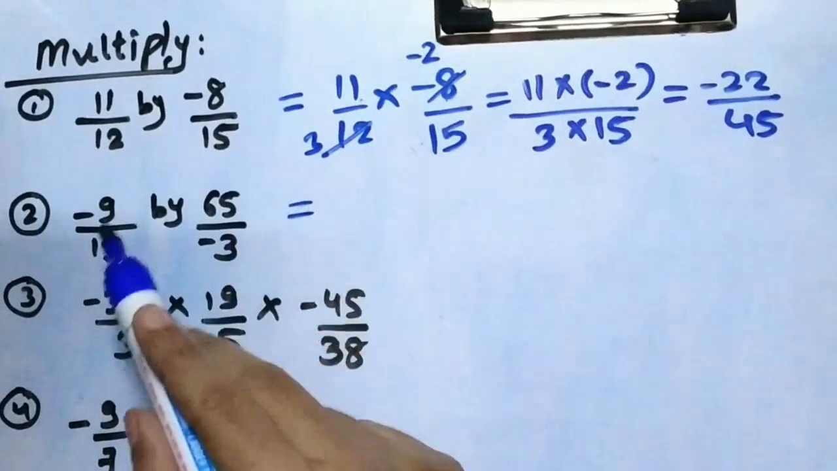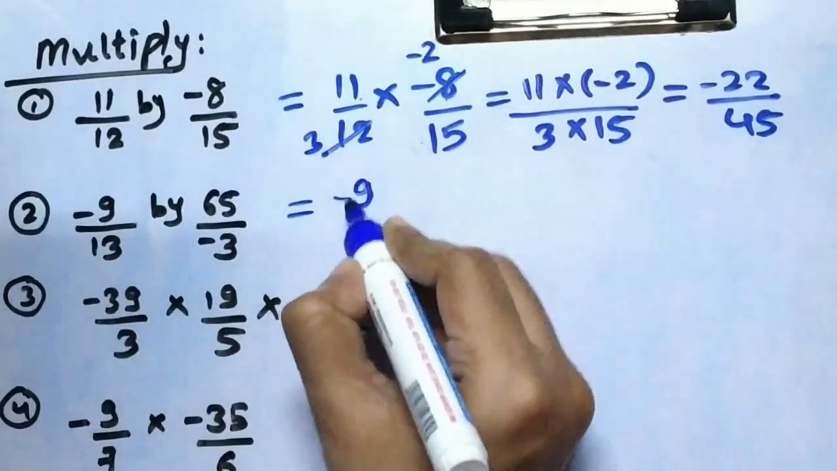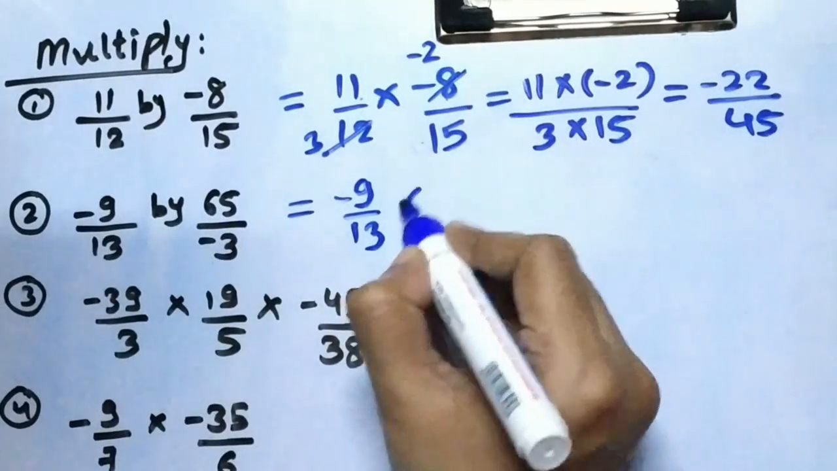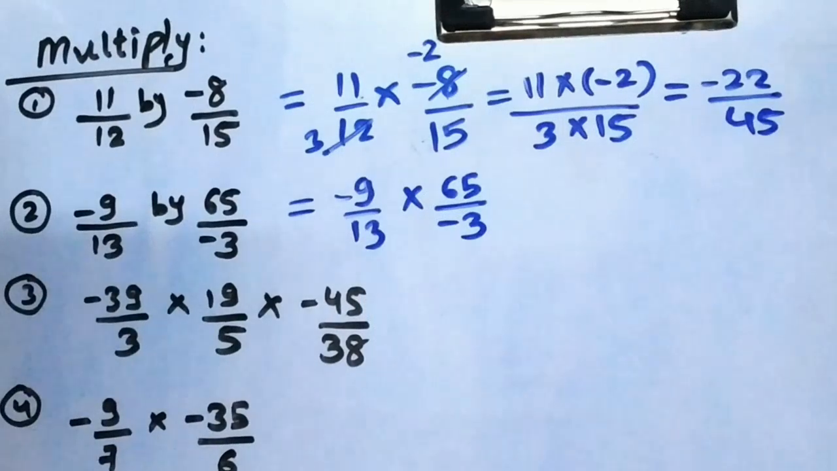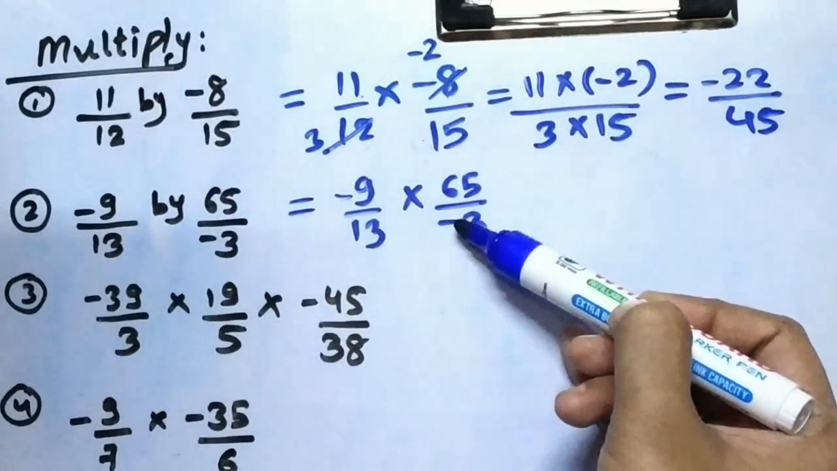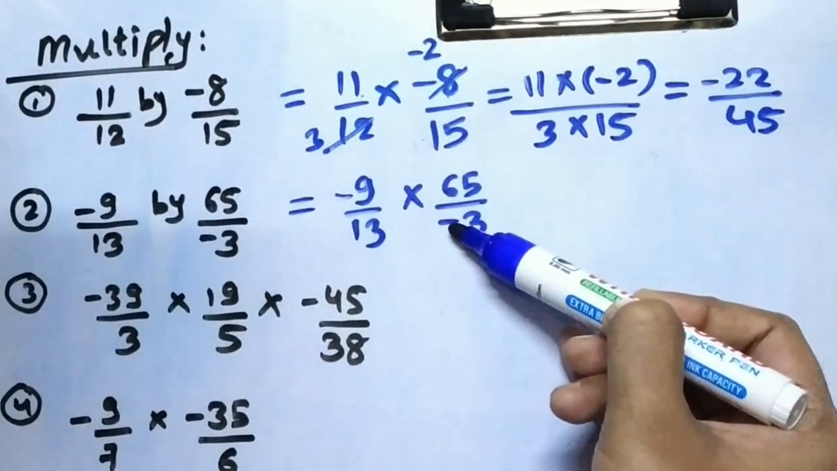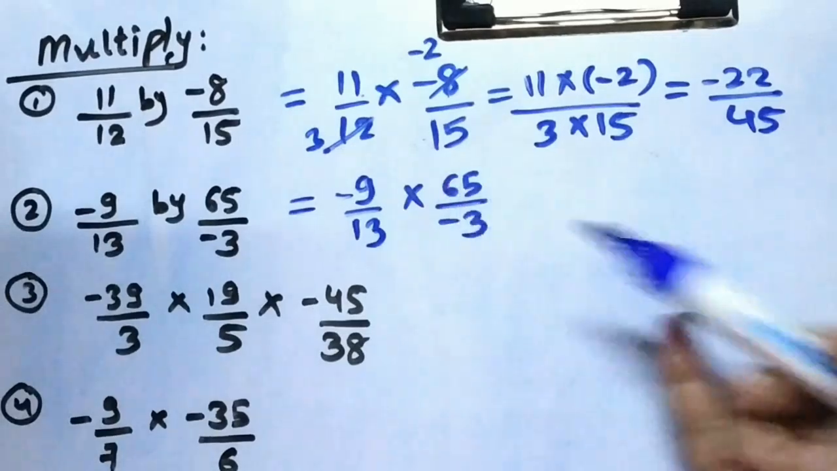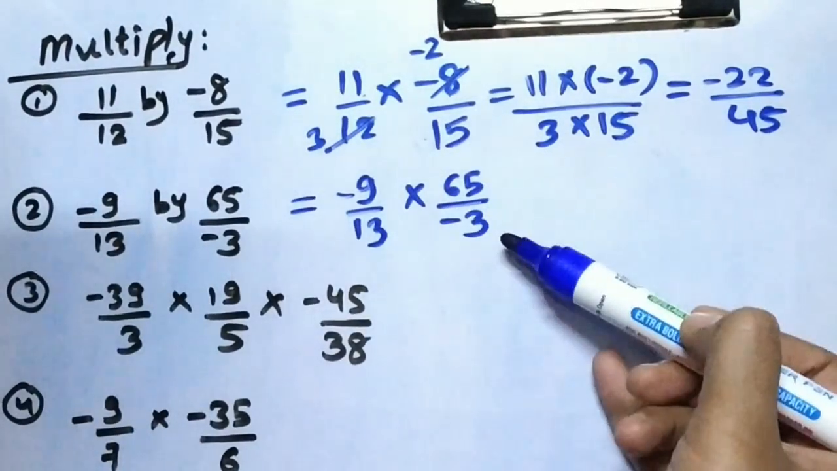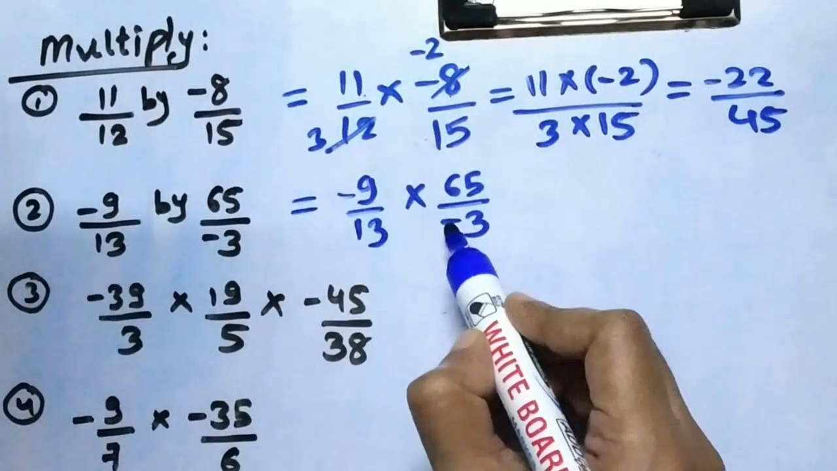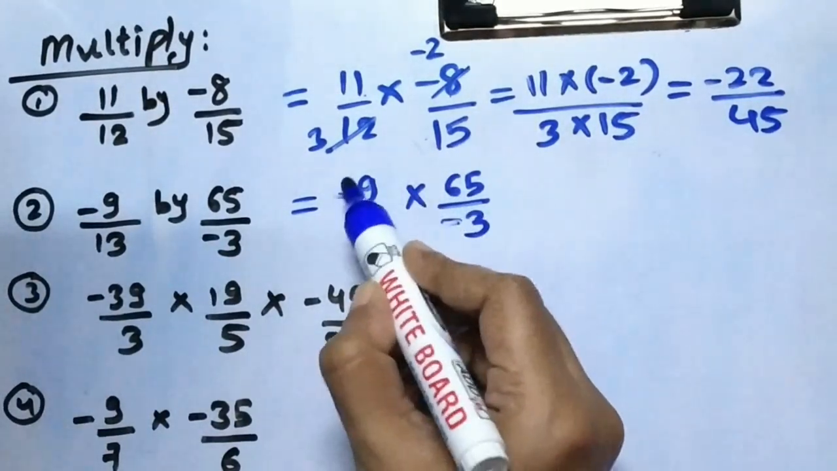Now we need to multiply minus 9 upon 13 by 65 upon minus 3. So observe here, friends, this minus sign you can shift upside to make it standard form. Again you can divide them, but you can observe that the minus sign here and here will cancel each other.